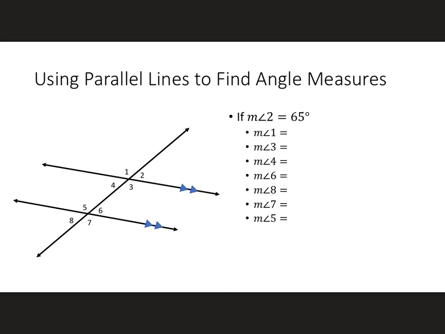Let's try another example. If the measure of angle 2 is 65 degrees, we've got to find all of the other angles. So we can find the measure of angle 1. Well, that's a linear pair with angle 2. So 65 plus the measure of angle 1 equals 180. And if I subtract 65 from both sides, I get the measure of angle 1 equals 115 degrees.